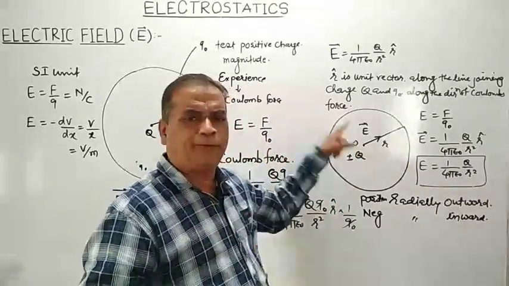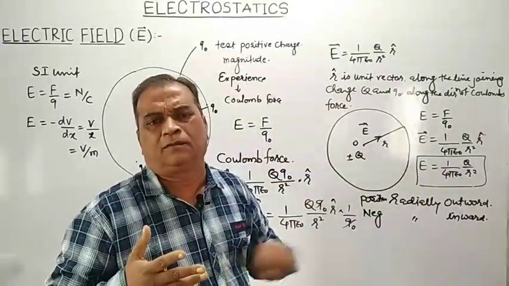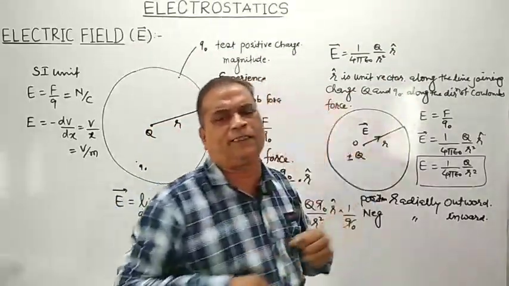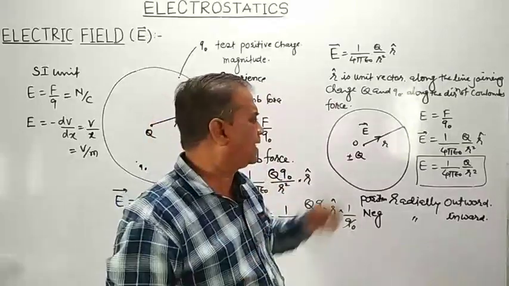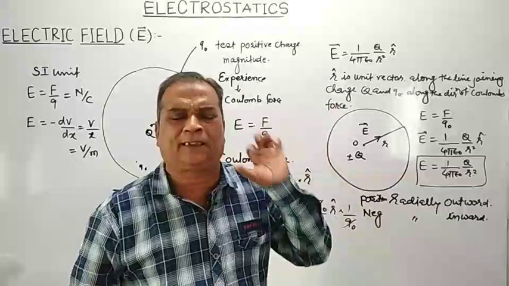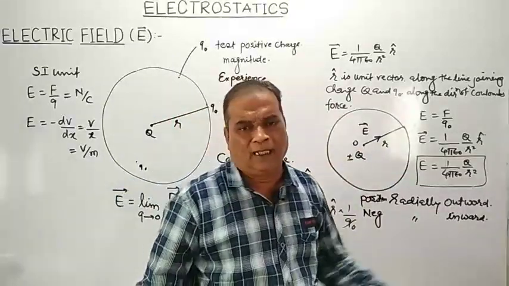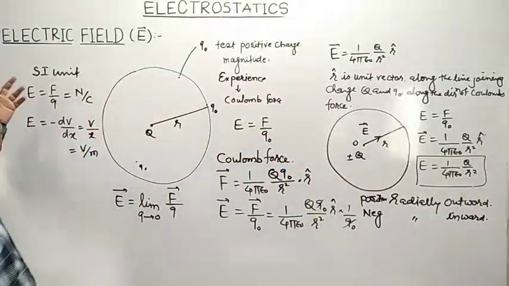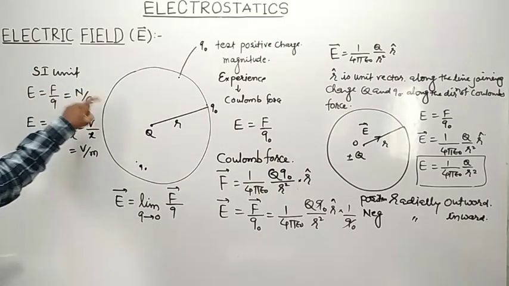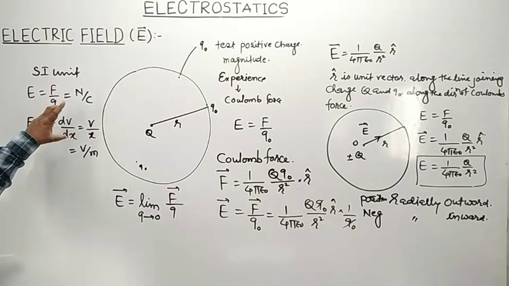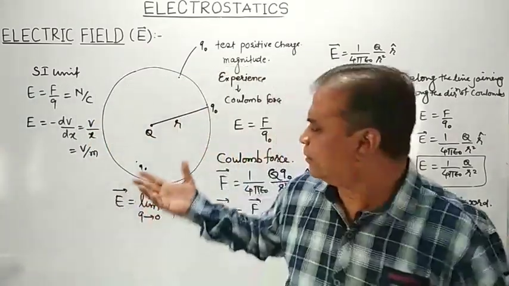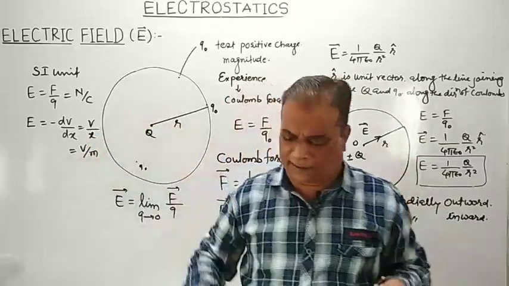Remember that as we told you, electric field is a vector. So, electric field will act along the radius of that sphere. If charge is positive, it is outward in nature, means for positive charge, electric field is radially outward. For negative charge, electric field is what? Radially inward. And as far as SI units of electric field is concerned, it is E equal to F by Q, means Newton per Coulomb, or E equal to minus dV by dx, that is negative of potential gradient. Therefore, volt per meter is also SI unit.